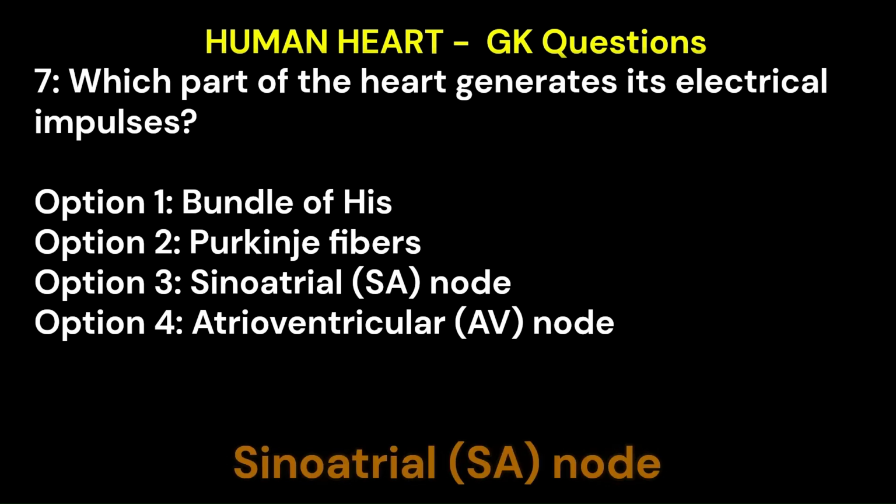The SA node, located in the right atrium, acts as the natural pacemaker by initiating electrical signals that trigger heart contractions.